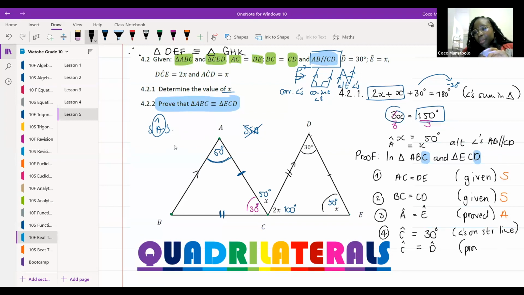So we can say proved above or just proved, right? That's the angle we want. That is the angle we want to use. We can't use this one. That's the angle we need. Now, only now can we say, therefore, triangle ABC is congruent to triangle ECD. What is my reason, guys?